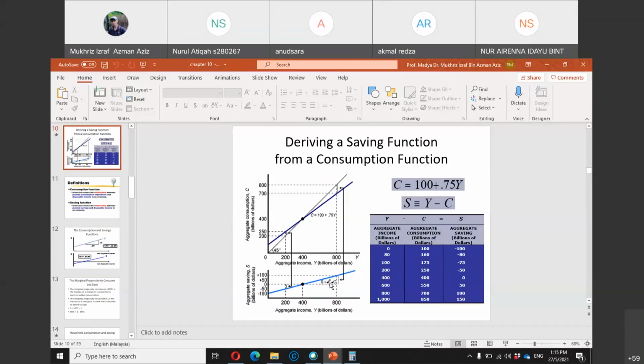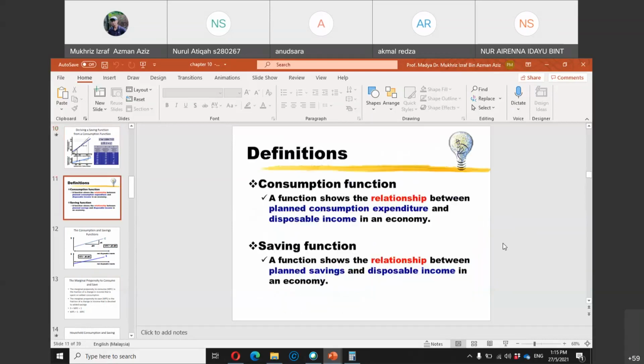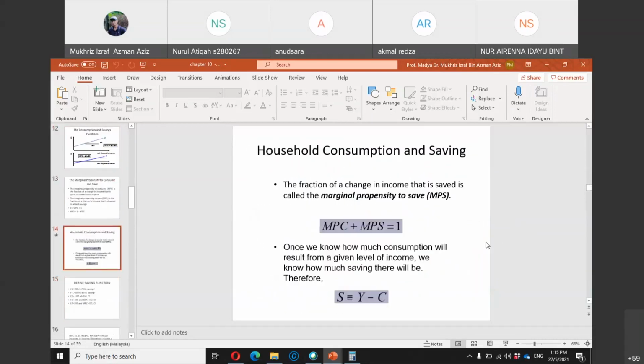Because the slope of the saving function is the complement of the consumption function, MPS is 1 minus MPC. So if the consumption slope is 0.75, the saving slope will be 0.25, because the addition MPC plus MPS will always be equal to 1. We discussed that one as well here. So here is the MPC plus MPS.